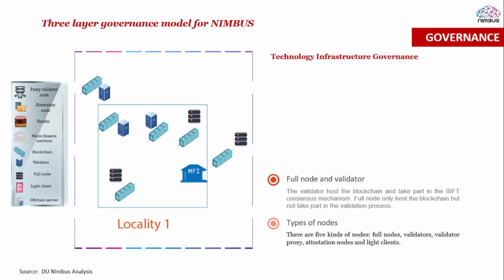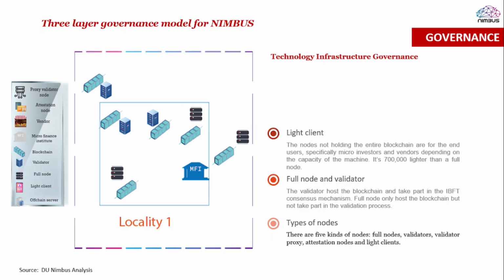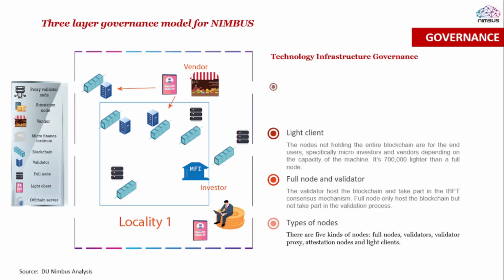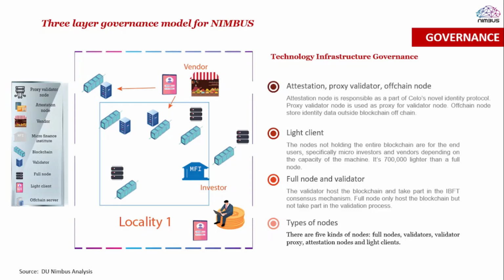Each MFI and Nimbus hosts the validator and full nodes. The nodes not holding the entire blockchain are for the end users depending on the capacity of the machine. It's 700,000 times lighter than a full node. The main responsibility of a light client is to send transaction requests. In our system, the transaction would come from investor, vendor, MFI light clients, and Nimbus off-chain server. To increase the validator node reliability, there are proxy validator nodes. The attestation node is responsible as a part of Celo's novel identity protocol. Each MFI and Nimbus would host at least one attestation node and validator proxy node.